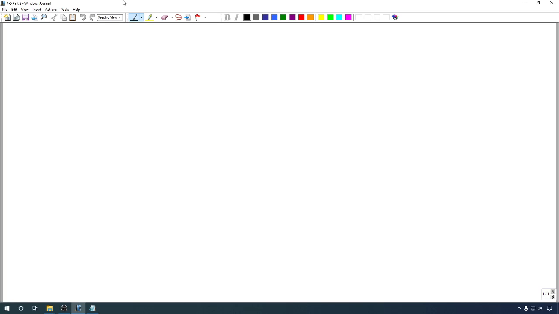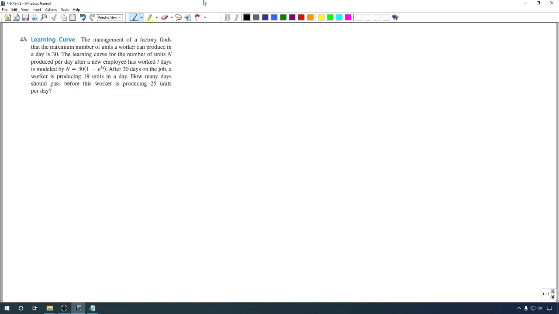Exponential models are pretty useful, but it's not the only model that we can talk about. Let's look at a few related models. In problem 43, we're given an example where we're dealing with a learning curve. You probably heard that term before.